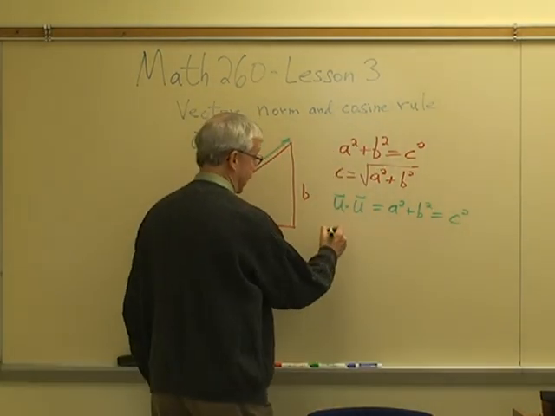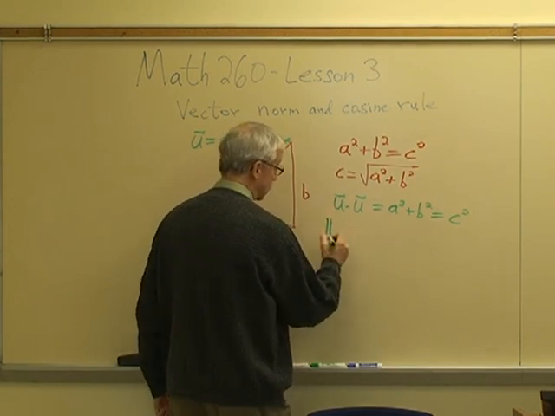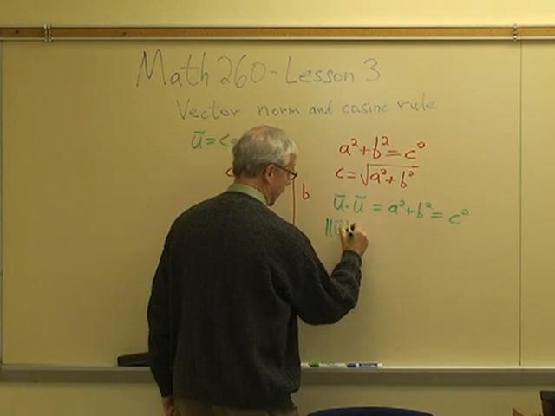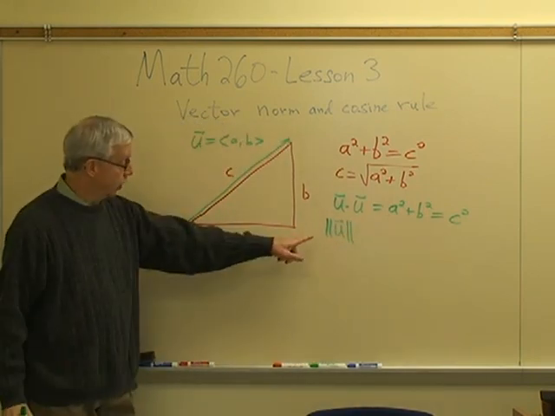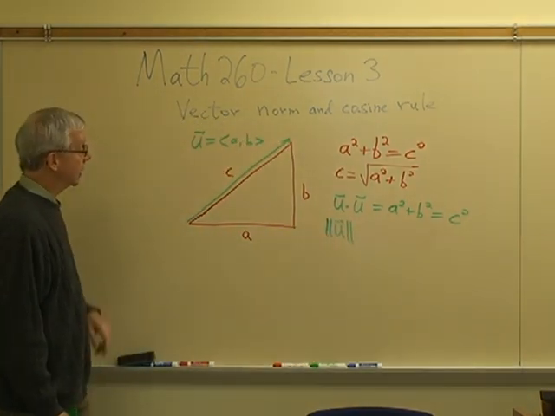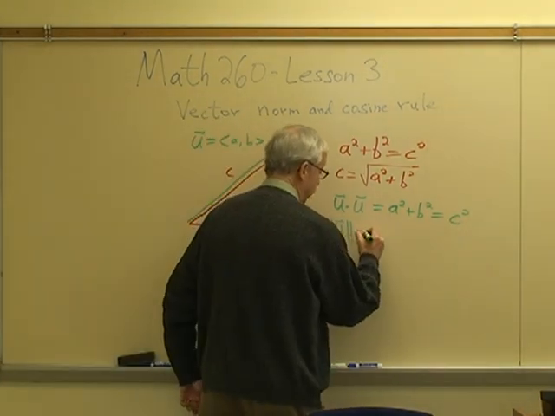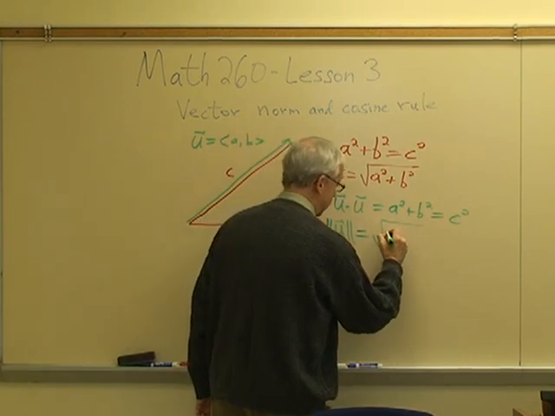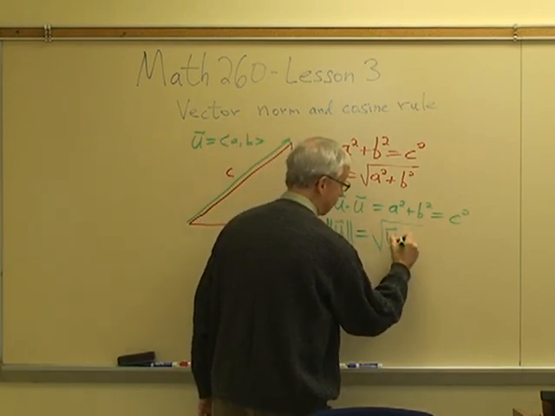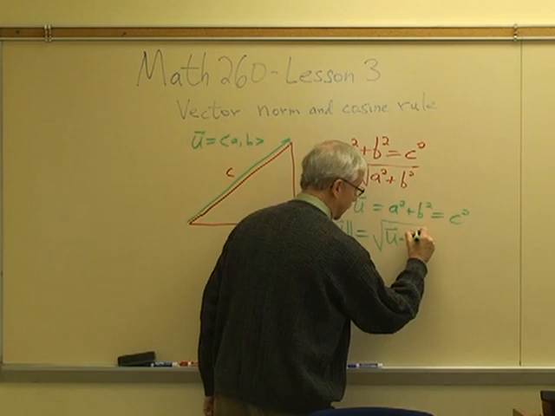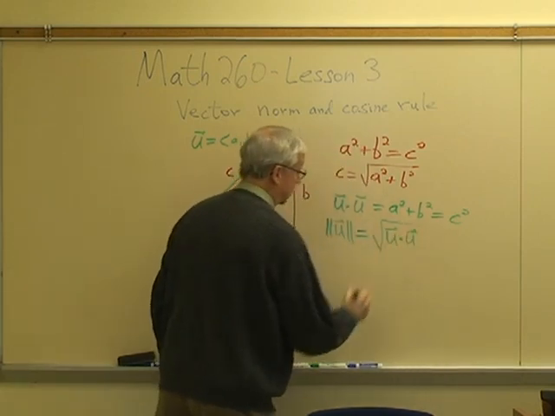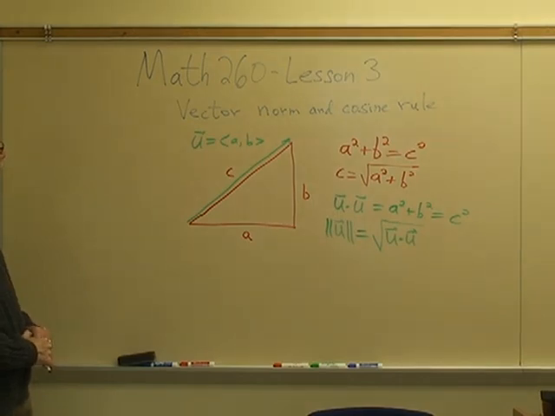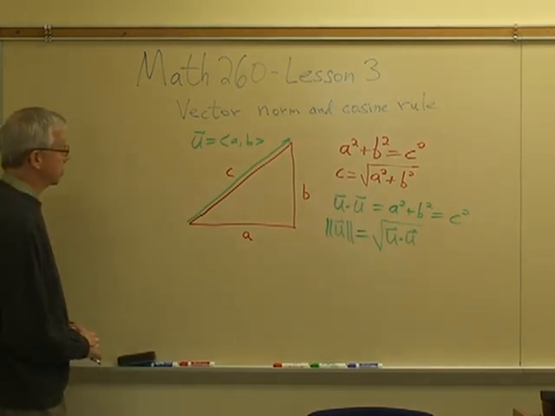So I can define the length of a vector then, at least in two dimensions. The length, or norm, we use double bars around it to indicate we're taking the length, is the square root of U dot U, because that's exactly what the length was. It turns out that this formula will work in any dimension, but we have a little bit of work to prove that. So let's do one example.